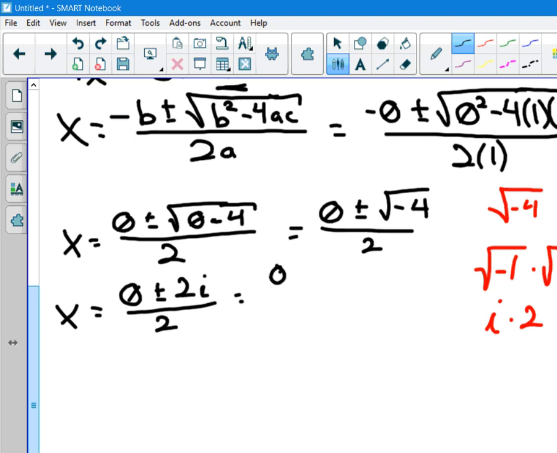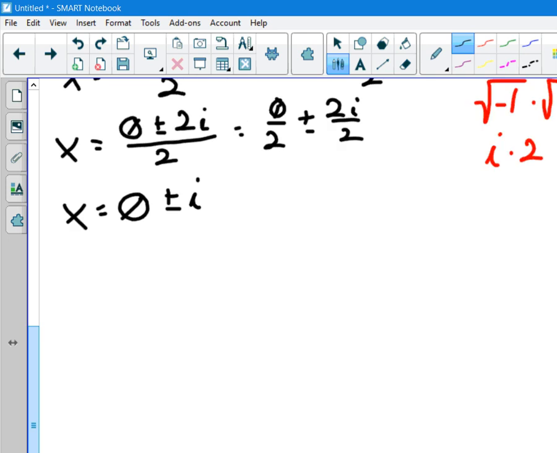So now this value for x is going to be 0 plus or minus 2i all divided by 2, which is now the same as 0 divided by 2 plus or minus 2i divided by 2. And so you end up with 0 plus or minus i. 0 divided by 2 is 0, and then 2 divided by 2 is 1, times i is just i. And finally, we have that the remaining two roots are plus or minus i.